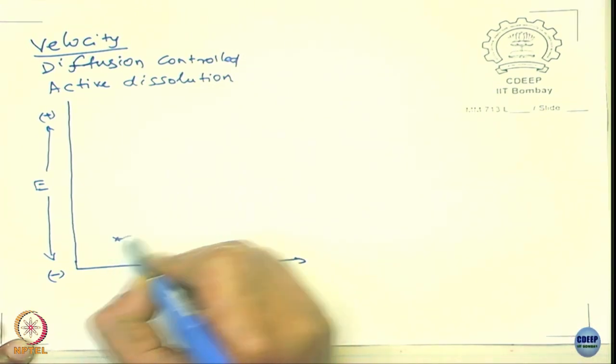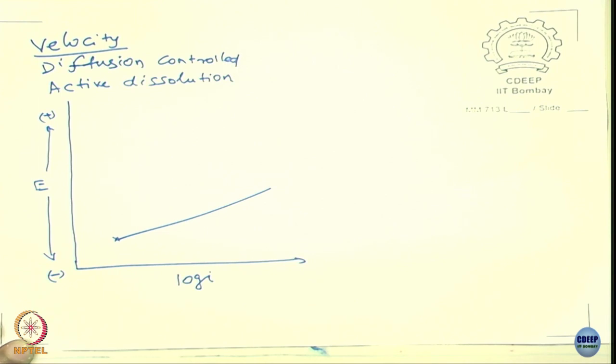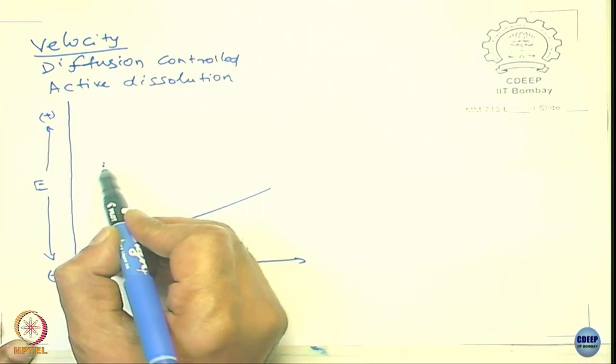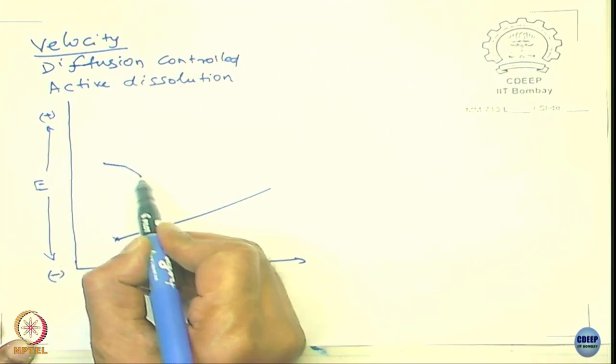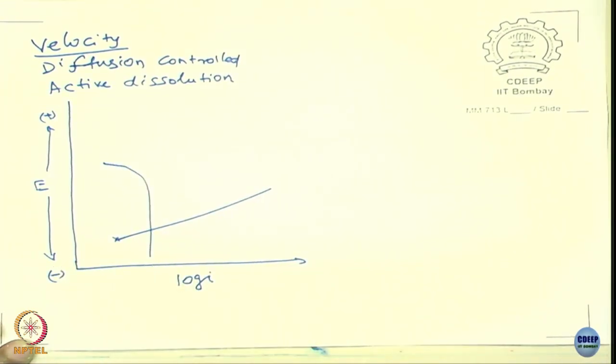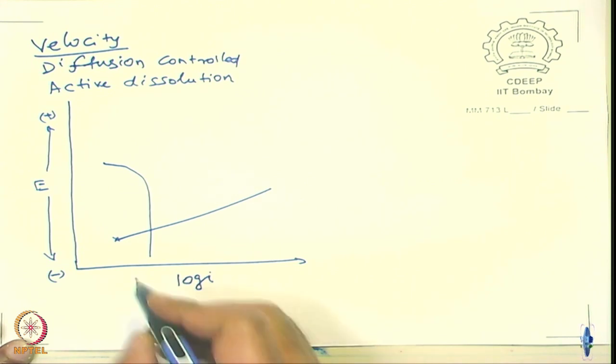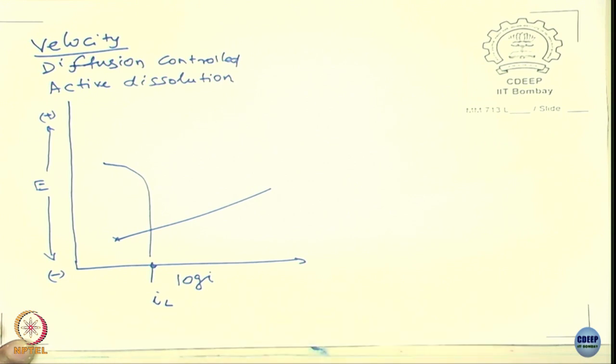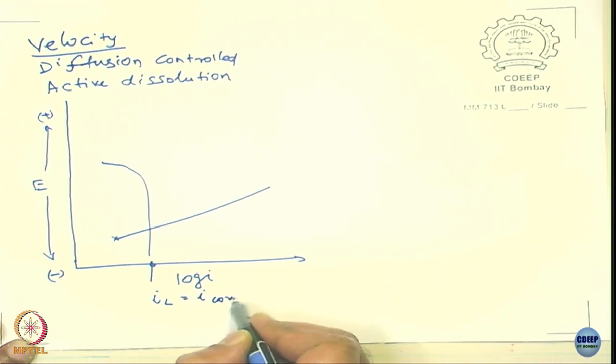A metal undergoing only the active dissolution, but the cathodic reaction is what? Is diffusion controlled. This you have seen, and this corresponds to what? To IL, am I right? And it also corresponds to the I car.